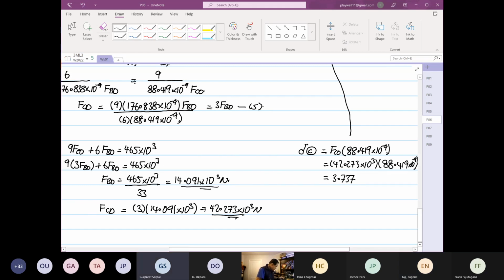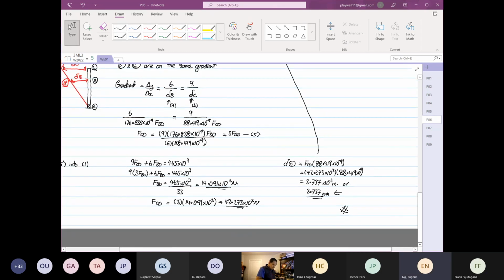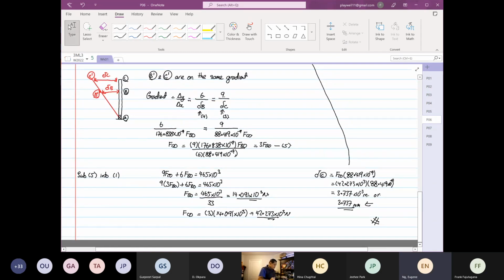Sir, don't we have to divide by E and diameter as well to find deflection? I did that already, it's on the other side. Okay, I see. So it is 3.737 millimeter, and it's going towards the left. So as I said, this is an interesting question. It combines static analysis and elastic deformation.